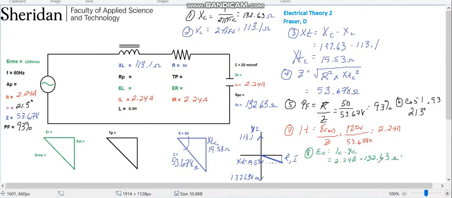So 2.24 times 132.63, I get 297.09 volts. So, you know, I can also put that into my triangle as well. So let's just take a look at what we've got here first. So let's take a look at our other voltages. So I've got capacitive 297.09.